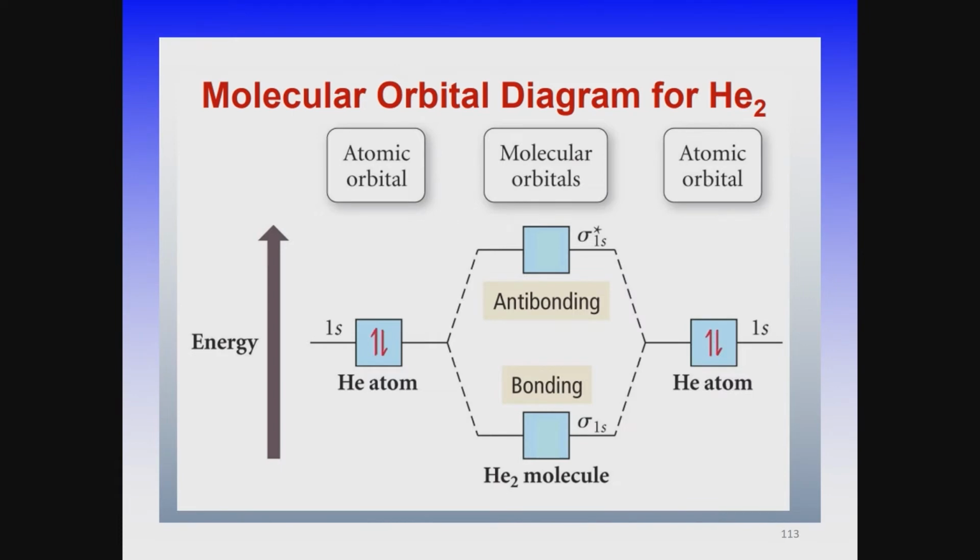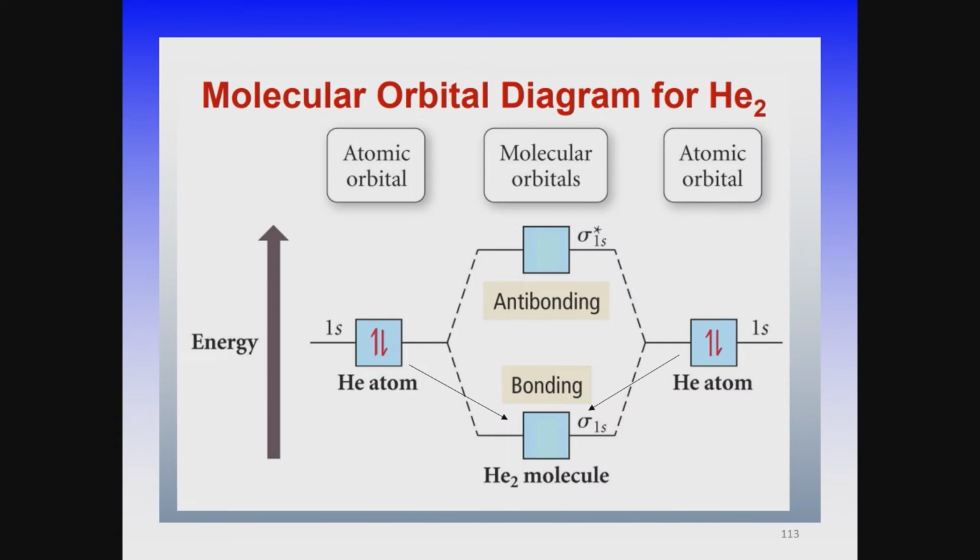So here I'm describing how this process may occur. On the left side, maybe we have a helium atom with its 2 electrons, and then on the right side we have another helium atom, a different one, with 2 electrons. And let's say they get close together. What happens according to molecular orbital theory?